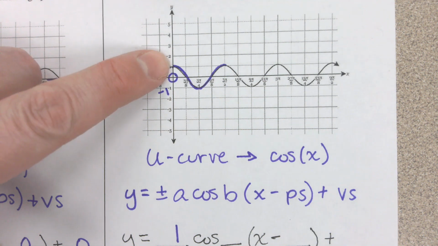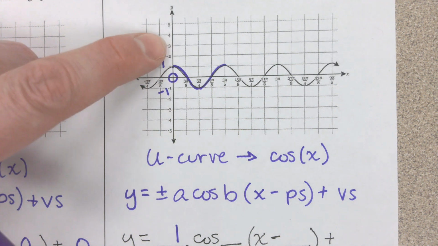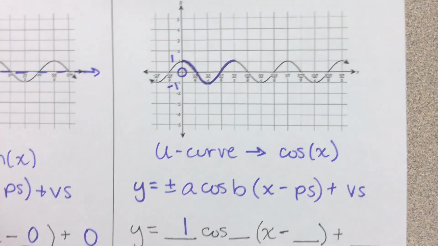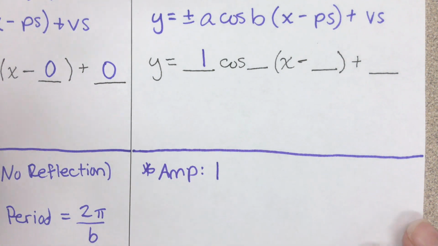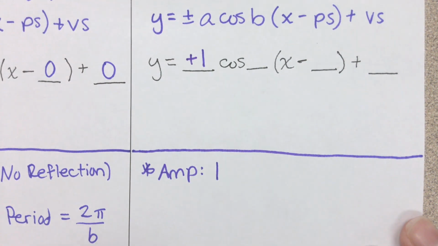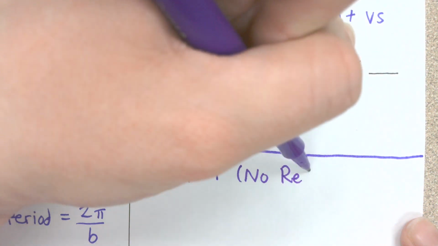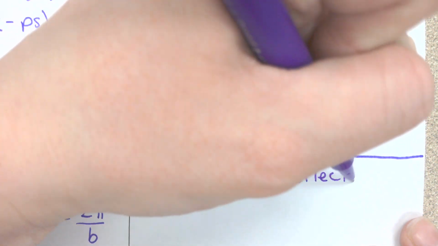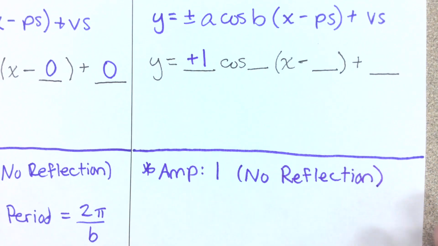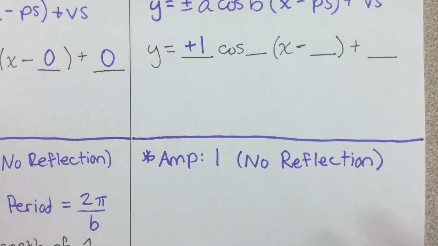And we're starting high instead of low, so we're starting at a positive, not a reflection. So once again, this is a +1 for our A. No reflection. Next, we'll find B.